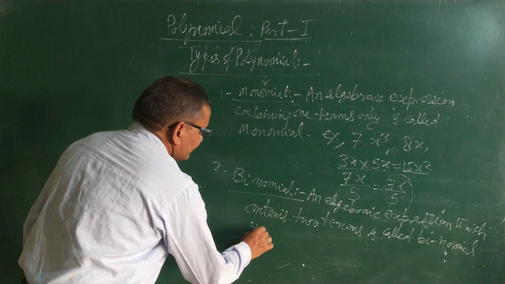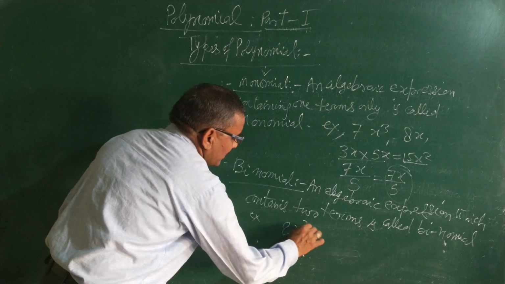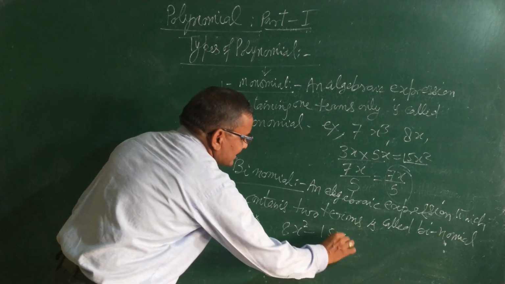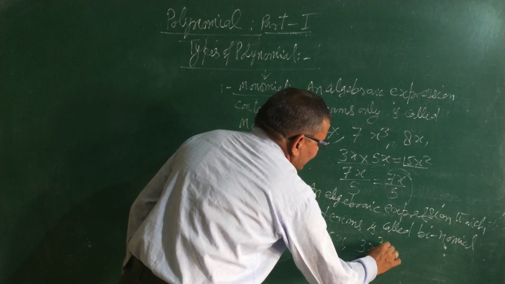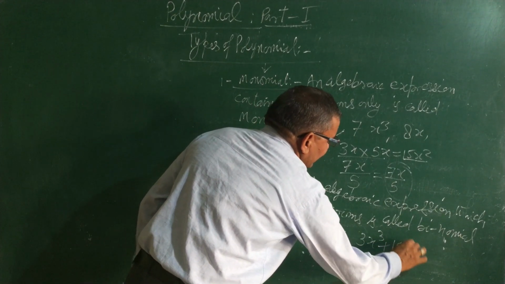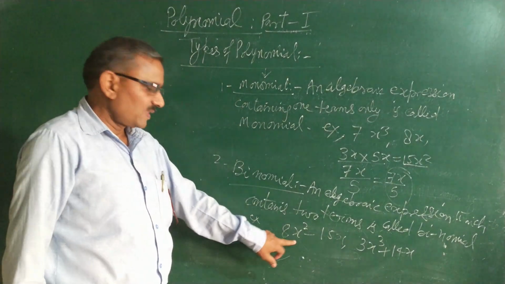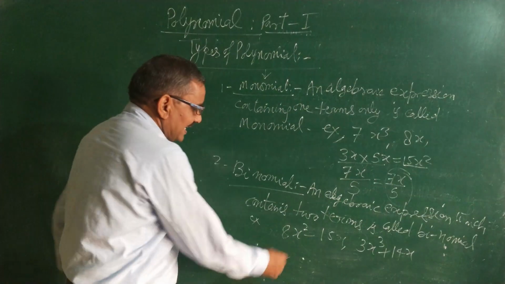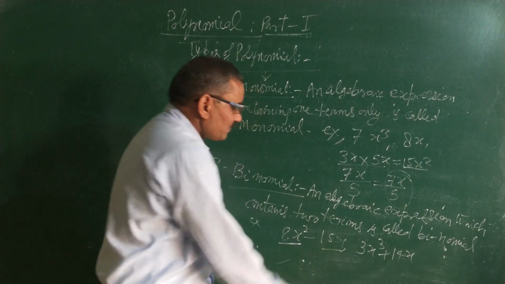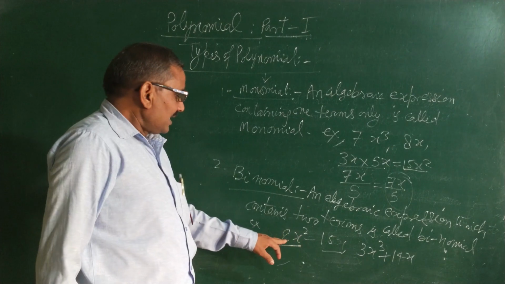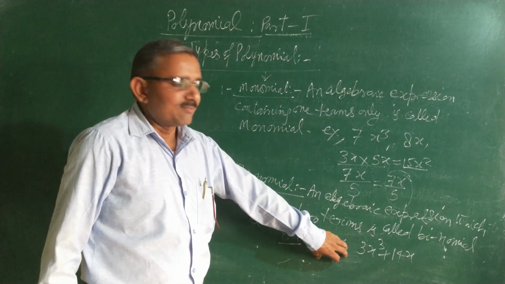For example, 8x square minus 15x or 3x cube plus 14x. Here in 8x square minus 15x, there are two terms. One is 8x square, the other is 15x. Here it contains two terms. That's why it is binomial.